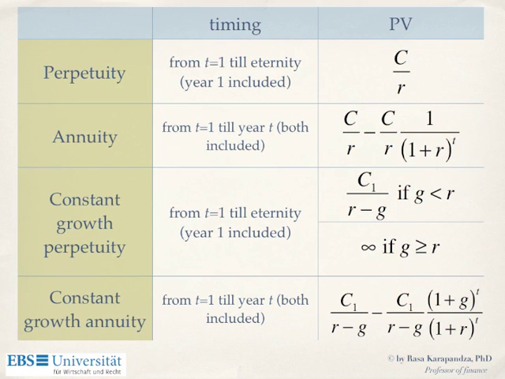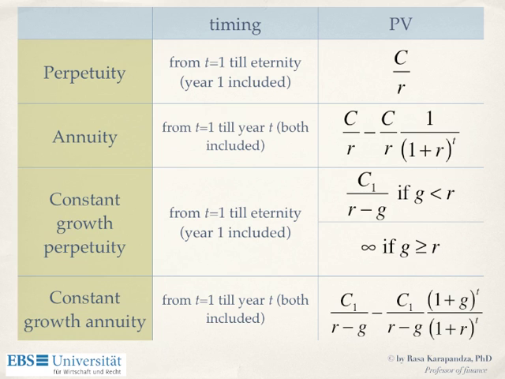Then we have talked about some very special cash flow streams, like perpetuity, annuity, constant growth perpetuity, constant growth annuity. And with these cash flow streams, we have derived formulas to calculate their present values and conditions under which these formulas work. For example, the constant growth perpetuity formula works if g is smaller than r. If g is larger than r, then this has an infinite present value.